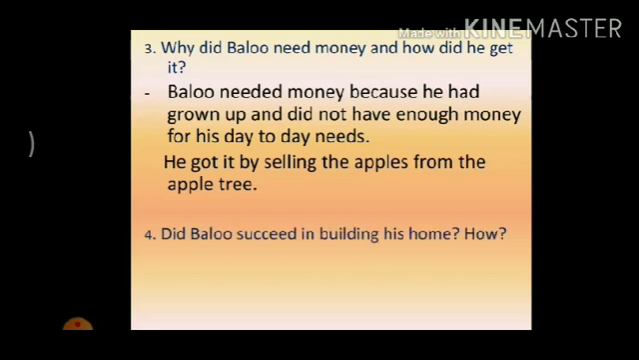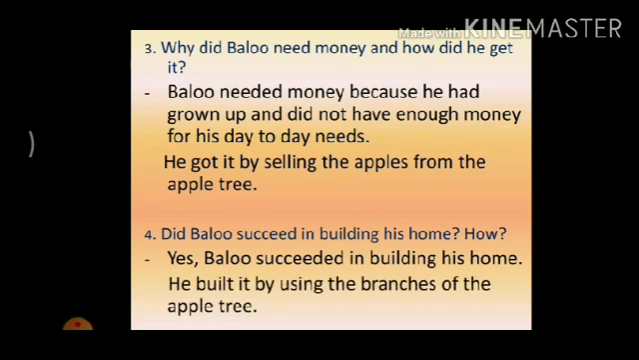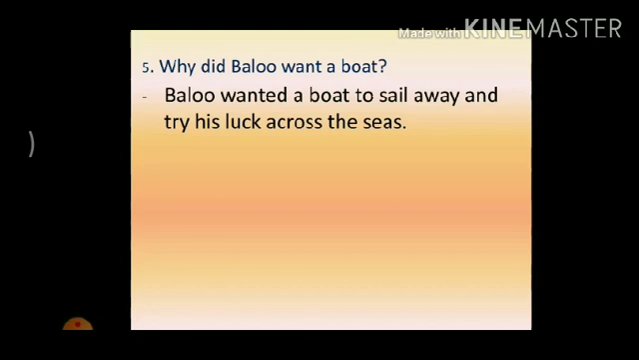Next question. Did Baloo succeed in building his home? How? So we already know the answer. Yes, Baloo succeeded in building his home. How? He built it by using the branches of the apple tree. Let's move on to the next question. Why did Baloo want a boat? So this is a question from the second chapter. Baloo wanted a boat to sail away and try his luck across the seas, to try to get a job there and have a better life.